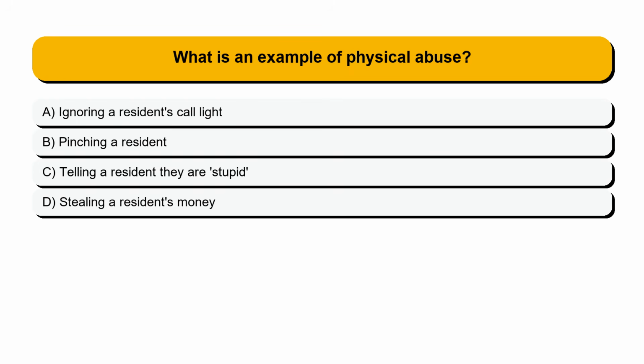Question 62. What is an example of physical abuse? Option A, ignoring a resident's call light. Option B, pinching a resident. Option C, telling a resident they are stupid. Option D, stealing a resident's money.